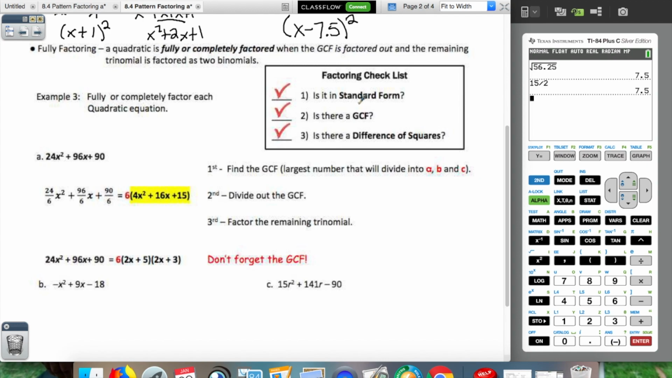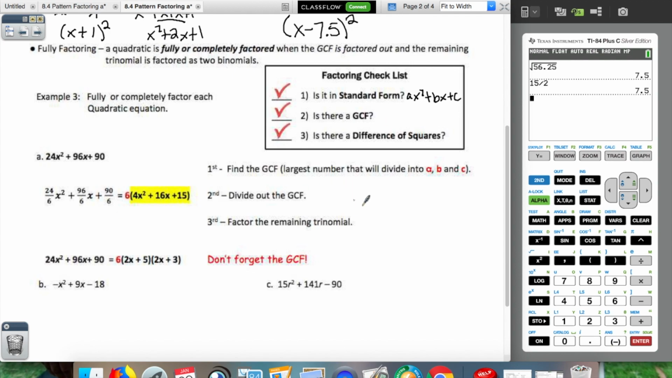So here's kind of a checklist we go through. First, is it in standard form? So that means, does it look like ax squared plus bx plus c? Next, is there a GCF? Is there a number that can easily divide into all of the other ones? And then third, is there a difference of squares or perfect square trinomial, either one. So let's look at this first one, A. We have 24x squared plus 96x plus 90. So those are all relatively large numbers, so we first need to find the GCF.